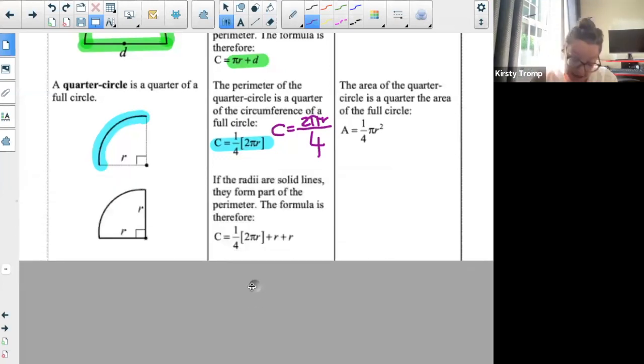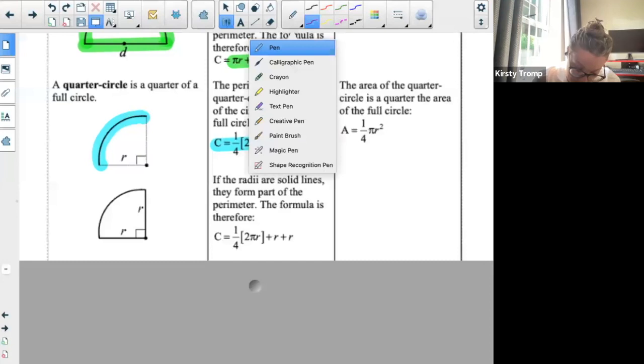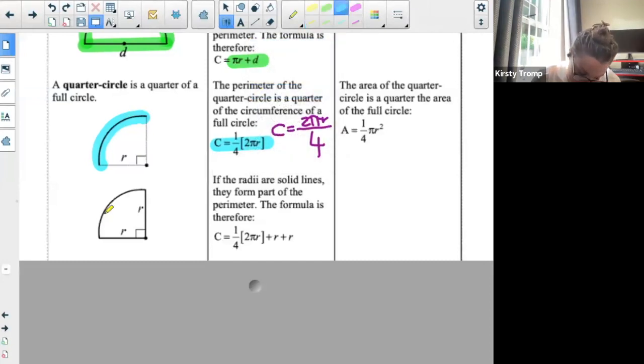Let's say, though, that they gave you this shape now. Let's say that they went and colored in these lines so that they're dark. Well, then, to get the perimeter of that shape, we would get a quarter of the circle plus the radius plus the radius, and the area would stay the same.